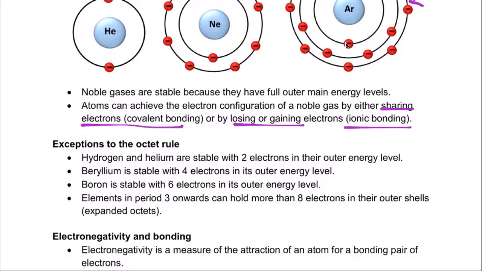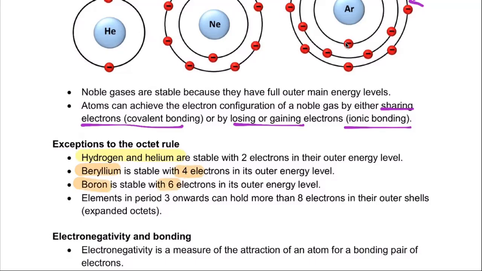So I mentioned there are some exceptions to the octet rule. Hydrogen and helium are stable with only 2 because of that first energy level. The other ones that are mentioned on here are beryllium and boron. Beryllium is stable with only 4 electrons. Boron is good with only 6.